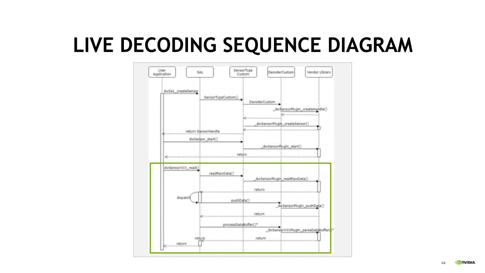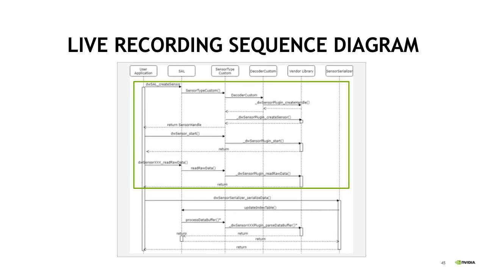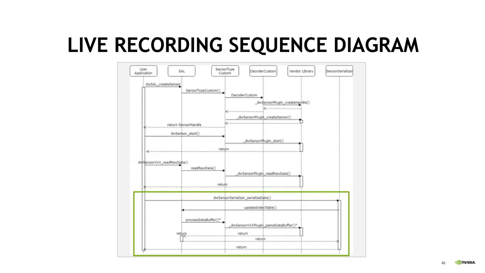The live recording sequence is the same up to the point where we call the serializer. Once we have the raw data, it goes all the way to the serializer layer to write to disk. We also update the seek table that the sensor contains, which is update index table.